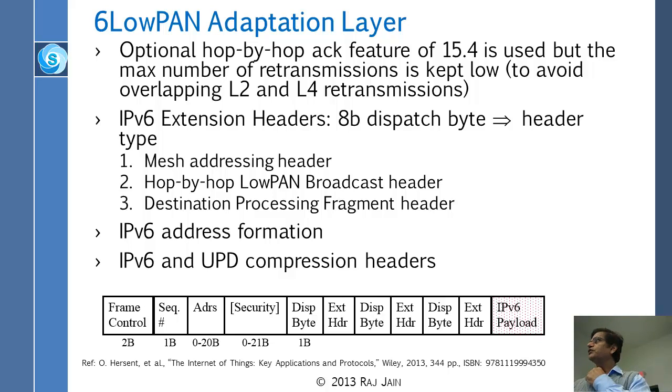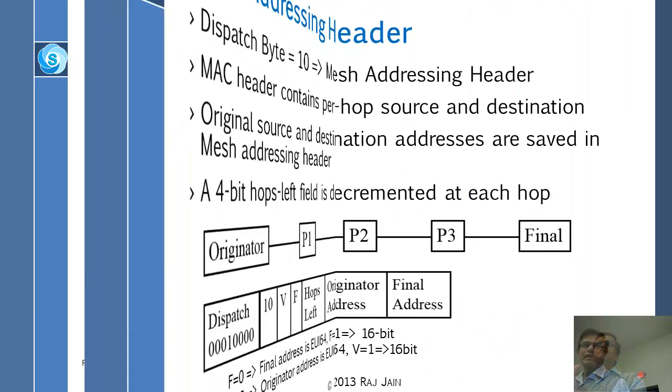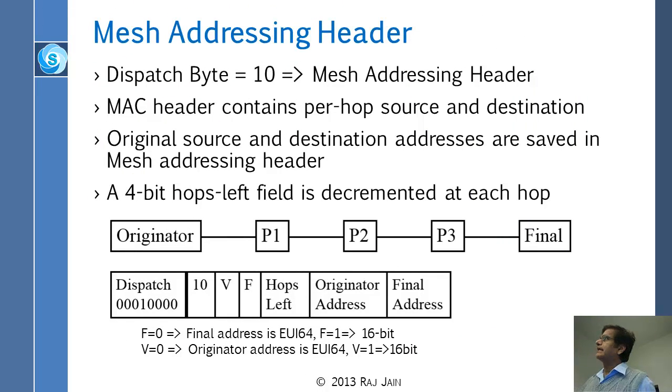So you take the header, compress it, and you put a dispatch byte in front of it, which tells you what this header is about. So the adaptation layer, what is its number? It's 2.5. So IPv6 is number 3. 15.4 is 2. But basically, mesh addressing header.